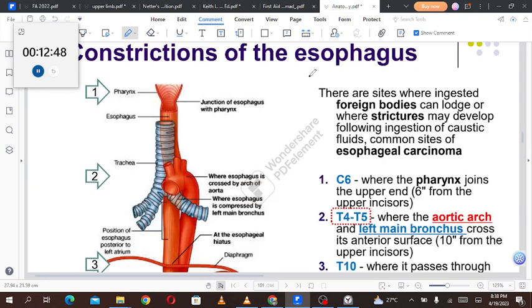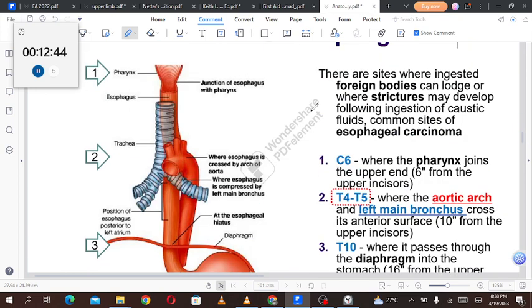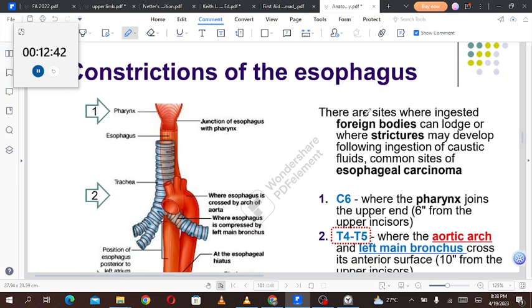Constrictions of the esophagus. There are normal constrictions of the esophagus at three main sites. So let's see them. These are sites where ingested foreign bodies can lodge or where strictures may develop following the ingestion of caustic fluids. Common sites of esophageal carcinoma are also these constrictions.